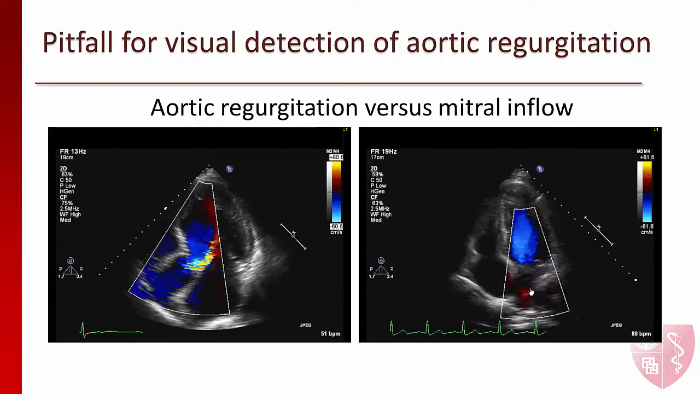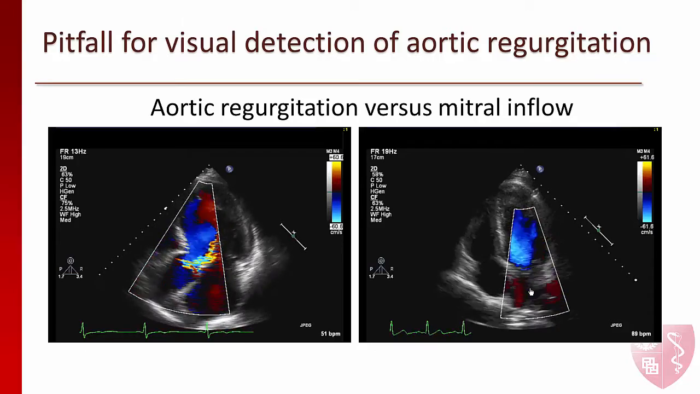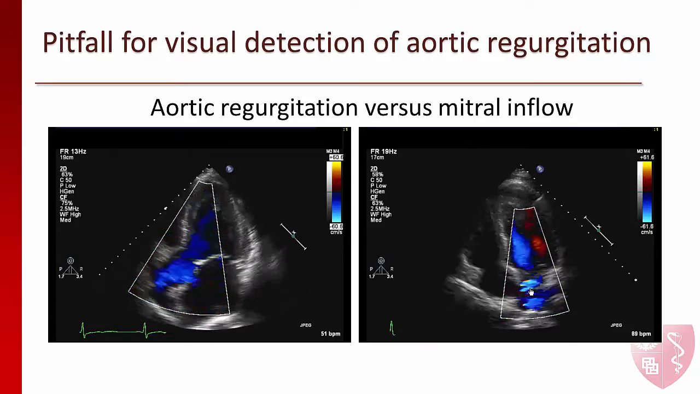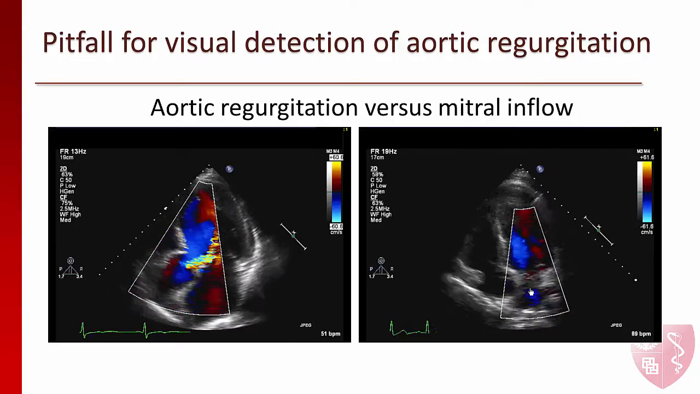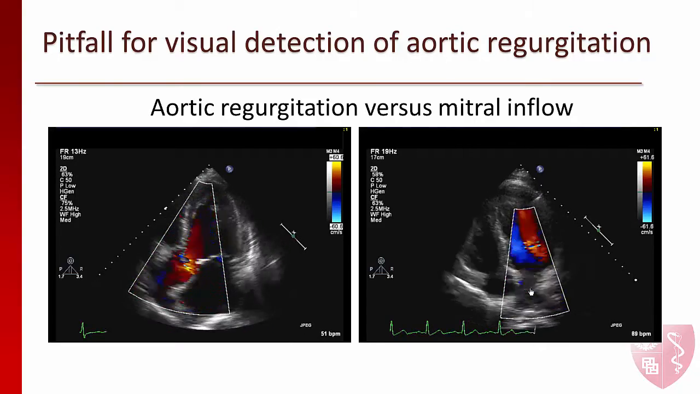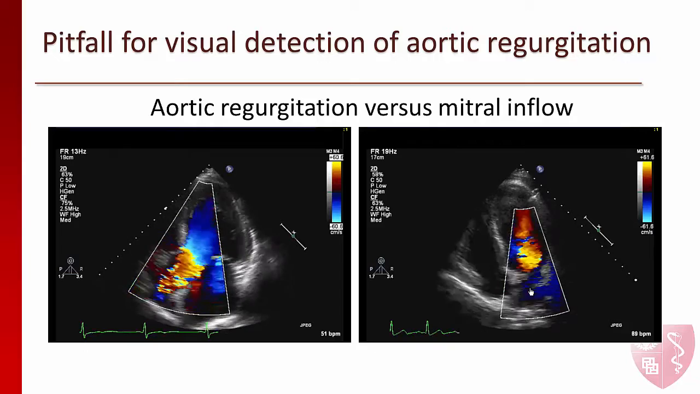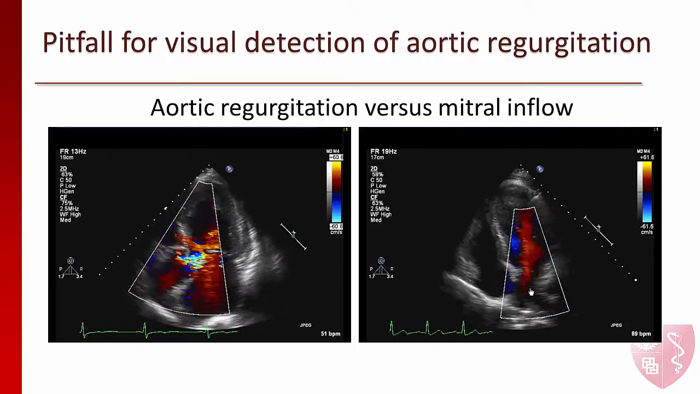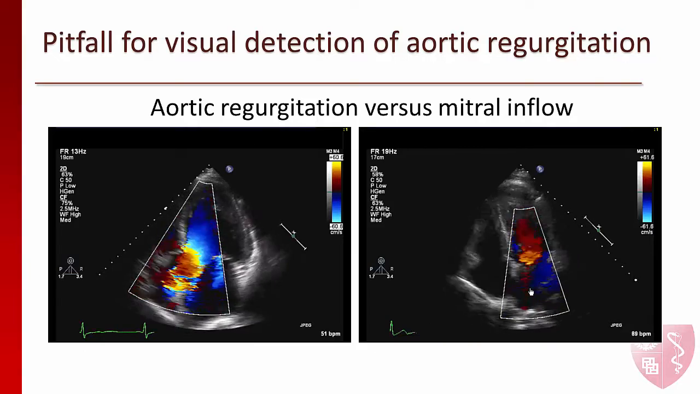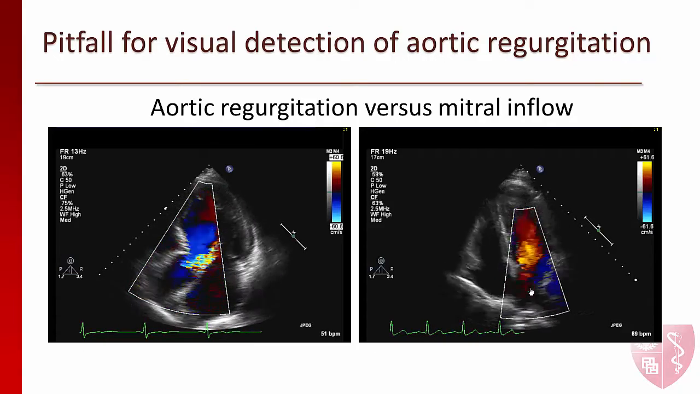One way is to make sure that you screen through each valve, and the mitral valve is more posterior than the aortic valve. And also the aortic regurgitation will have higher velocity, so you will have an aliasing of the flow of aortic regurgitation, while the flow of mitral inflow will be more solid, only one color.